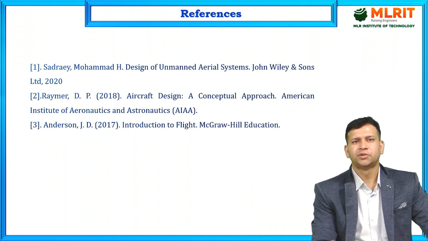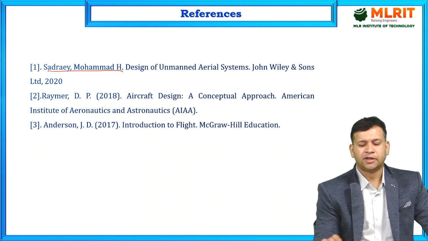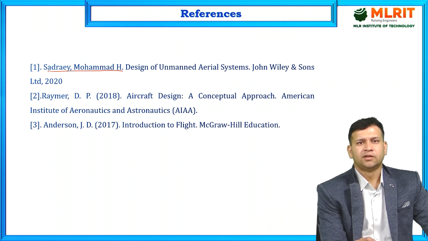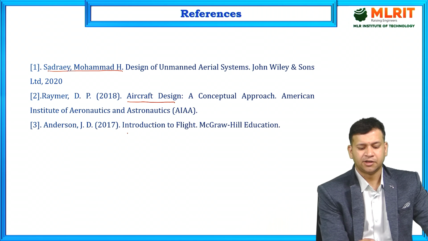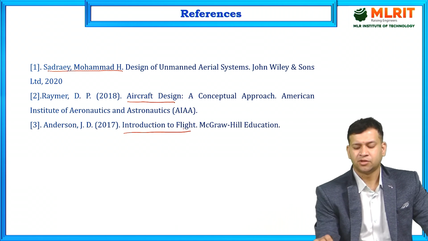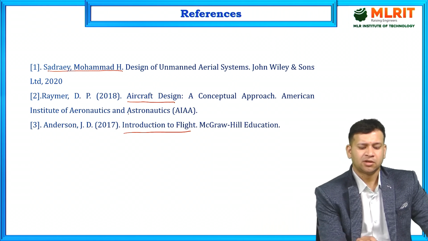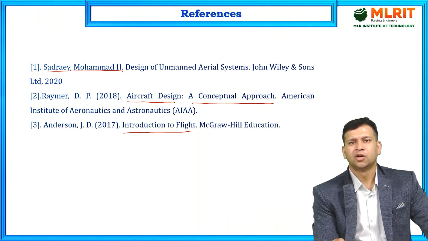These are the references used for making this lecture. The first one is Design of Unmanned Aerial Systems by Sadraey, John Wiley & Sons Limited. And then Aircraft Design: A Conceptual Approach by AIAA, and Introduction to Flight by Anderson. These give the base for understanding the primary control surfaces and secondary control surfaces which we use. And when it comes to the conceptual design approach, the book Aircraft Design: A Conceptual Approach gives a clear understanding of how an unmanned air vehicle should be conceptually developed.